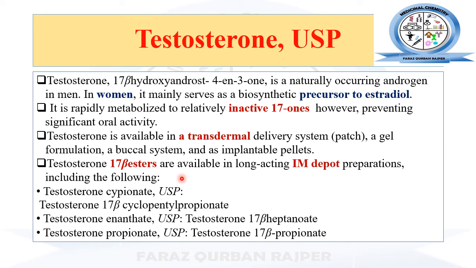USP available testosterone formulations are testosterone propionate, testosterone 17 beta cyclopentyl propionate, and the other derivatives. These all are representing the different types of ester of testosterone, and these testosterone esters are basically orally active because they have the ester group at the C17 position, which reduces its rate of metabolism. This reason we have already discussed in the biosynthetic derivative of estrogen as well.